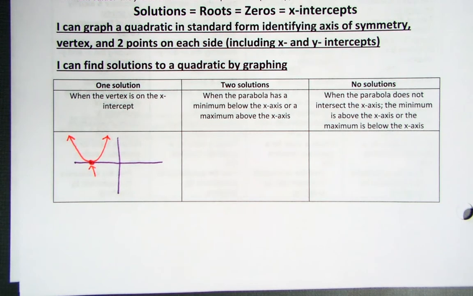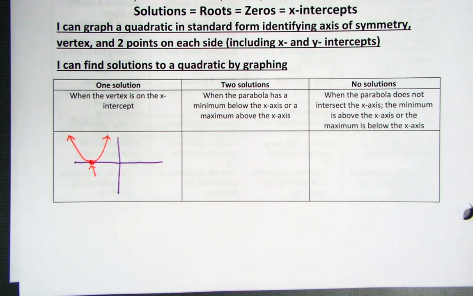Now in this case, that solution is also going to serve another key point. It's also going to be your vertex. That solution would also give me the value for your axis of symmetry equation. And we would need to find two other points on either side to complete our key points.